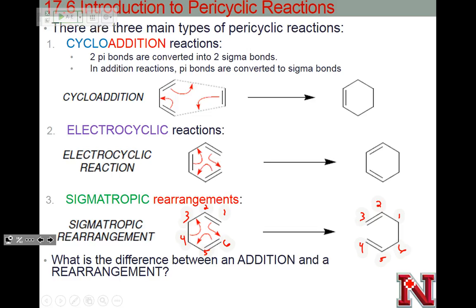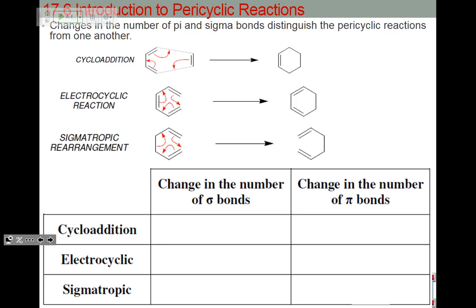The difference between the addition and the rearrangement: in the addition, we lost 2 overall pi bonds and formed 2 sigma bonds. In the rearrangement, again, no difference in sigma and pi bonds. In the addition, we had 2 starting materials to form 1 cyclic compound. In the rearrangement, we have 1 reactant to 1 product. So no difference. And the sigmatropic rearrangement is the only one where you're not actually forming a ring. But it's still a cyclic transition system, so it's still a pericyclic reaction.